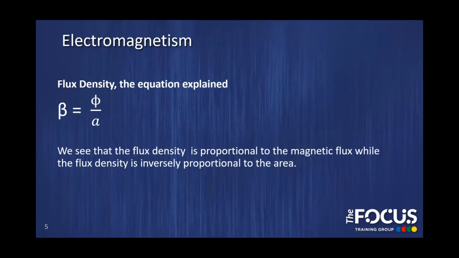To explain the formula, we see that the flux density is proportional to the magnetic flux. If we make the magnet stronger, the flux density will increase. We can also see that the flux density is inversely proportional to the area. If we spread the field over a larger area, the flux density will decrease. Next, we will look at some calculations using this formula.